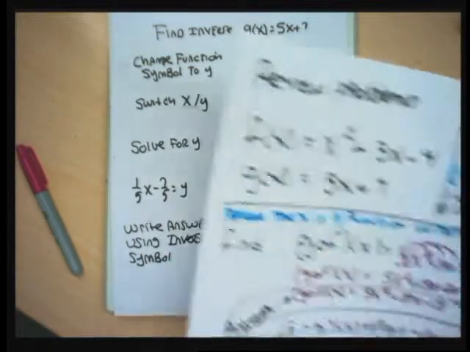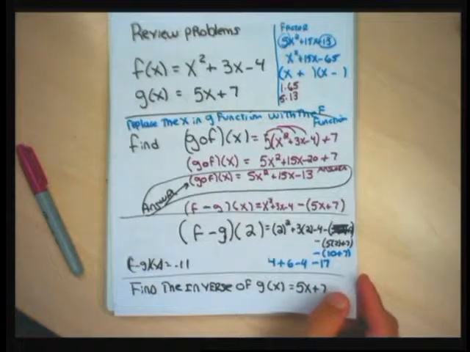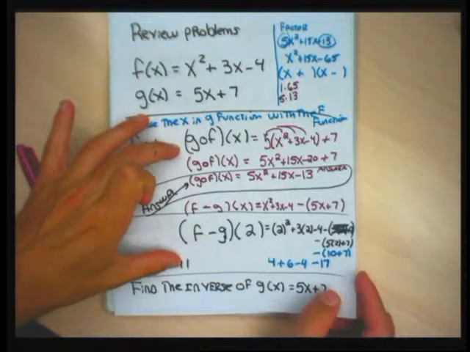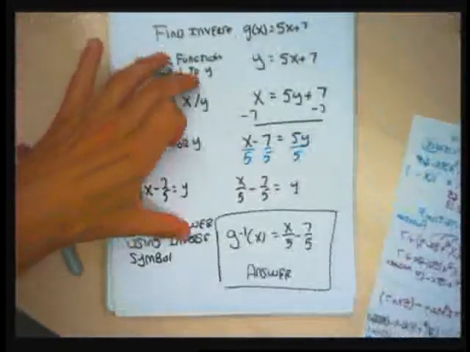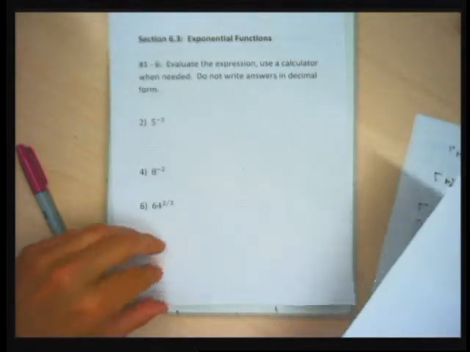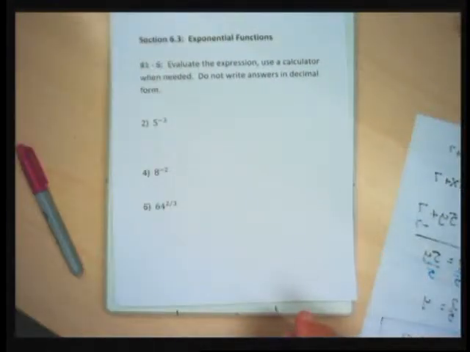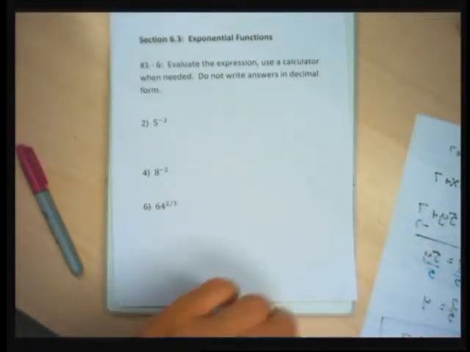So I know there's a few more things that might be test-worthy from section 6.2, but these are the kinds of things that I'd ask on a test from 6.1. This is definitely something I'd ask on a test from 6.2. 6.3 isn't a super long section, and the nice thing is a lot of it I could do on my calculator.